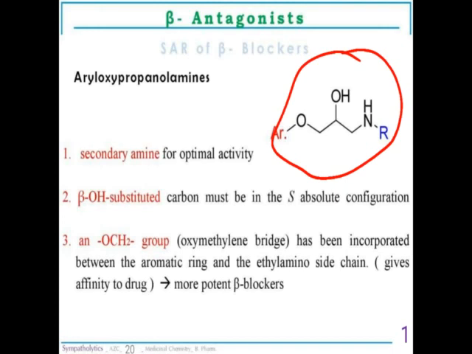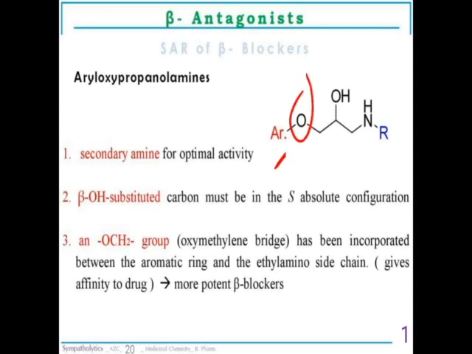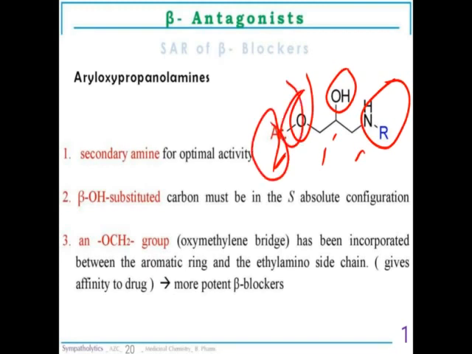Okay, so this Ar indicates the aryl group. This is the oxy group, and this is the propyl with hydroxy, the propanol, and this is the amine substitution. So this beta antagonist is called aryloxypropanolamine.